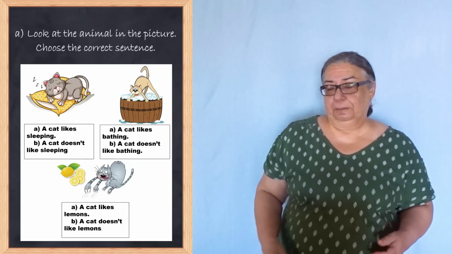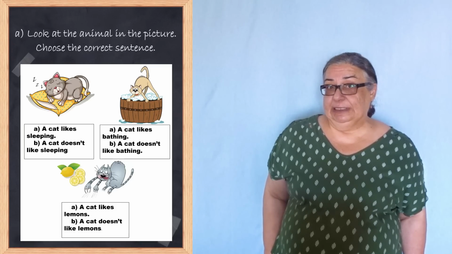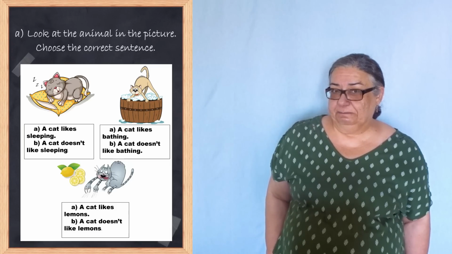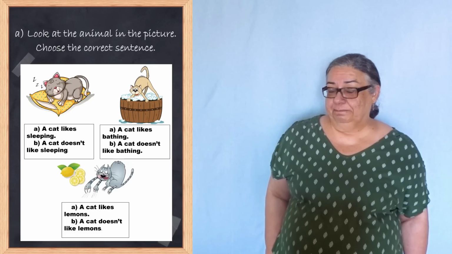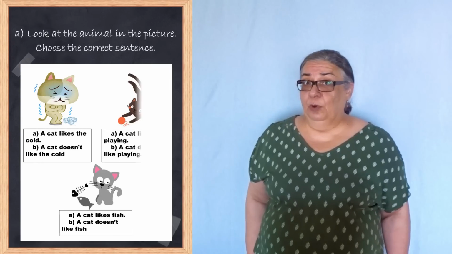Now, let me give you another activity. Can you tell which intelligences are addressed with this activity? Here we go. The first part says, look at the animal in the picture. Choose the correct sentence. I have 3 more here.